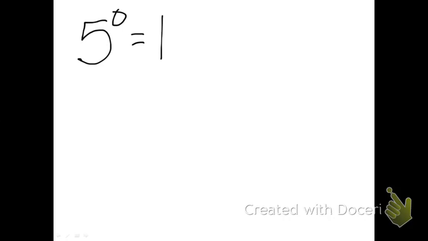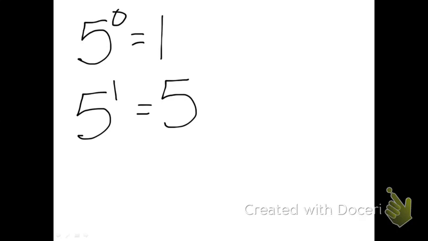And then I also told you any number to the first power is equal to whatever the base is. Well, our base is 5, so 5 to the first power is equal to 5. Now, here's a little thing that you may or may not know. We generally just don't write that 1 at all, because in math, we usually just don't write this at all, because any number that exists has to be to the first power.